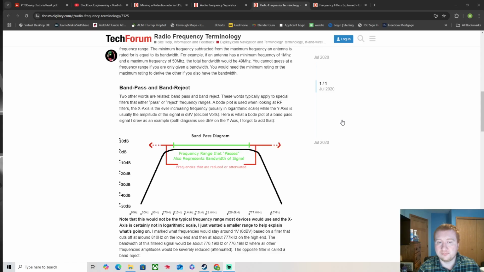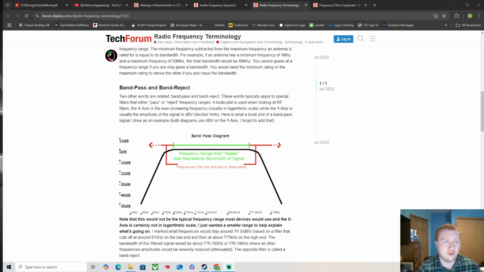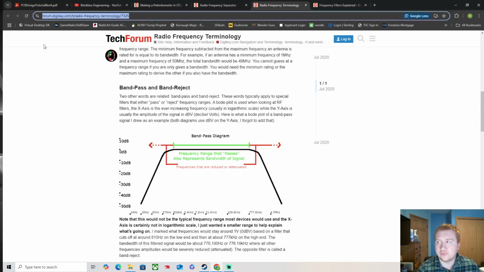Another concept is something called band pass and band reject. I'm going to pull up my computer screen to show this because it's a little bit harder to describe in words. So again, this is the post that I made. If you want to know the web address, it's forum.digikey.com/t/radio-frequency-terminology/7325. That's right up here.